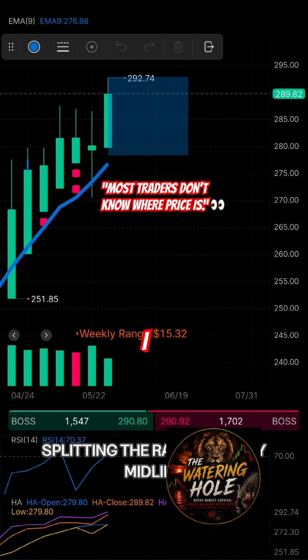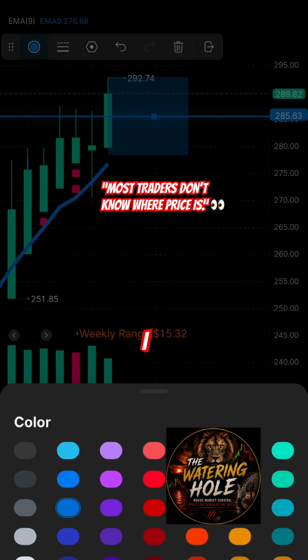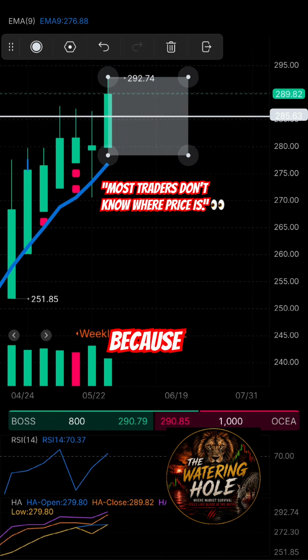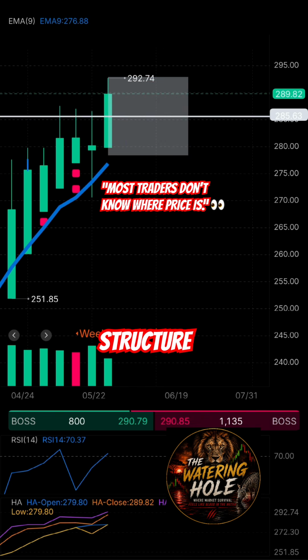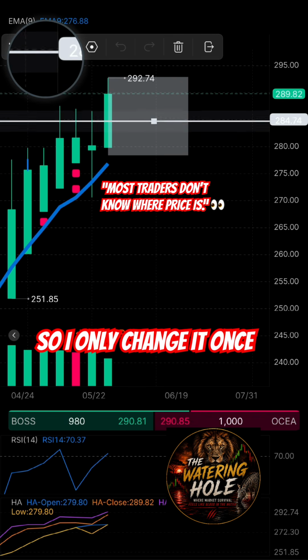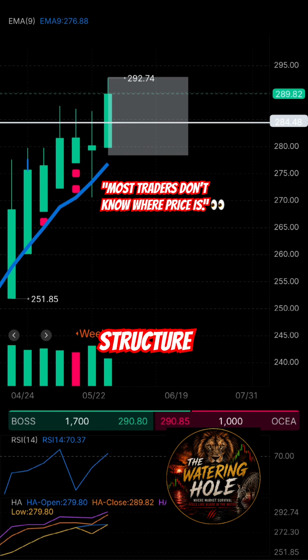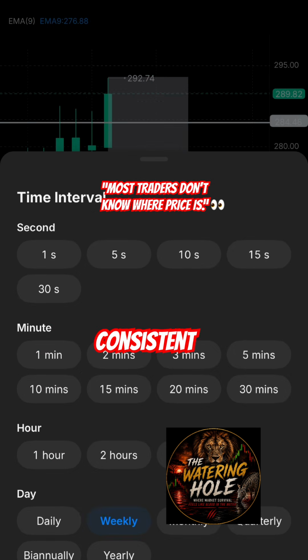After that, I split the weekly range in half and mark the weekly midline. I keep the weekly box white and I keep the weekly midline white because this is my higher time frame structure. This weekly chart is my bigger map, so I only change it once a week. I'm not constantly touching it because I want that weekly structure to stay clean and consistent.